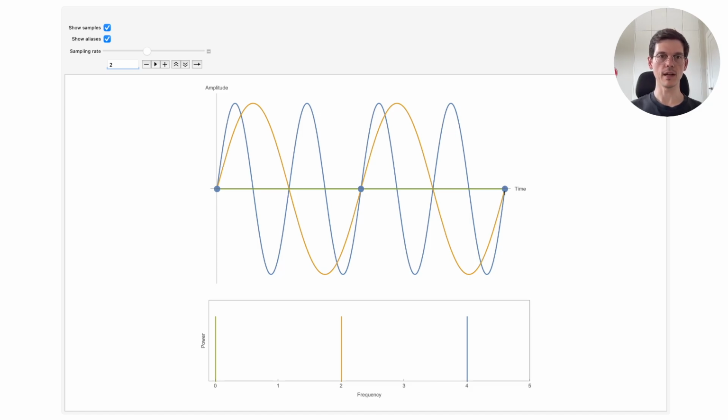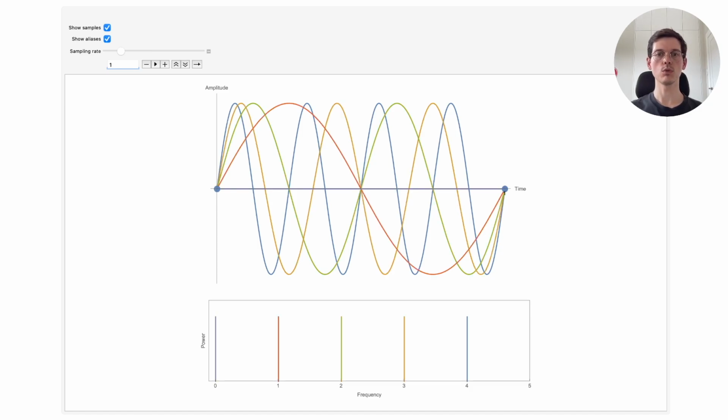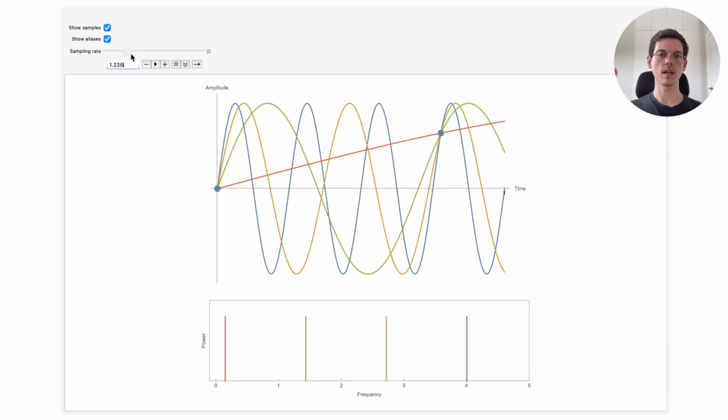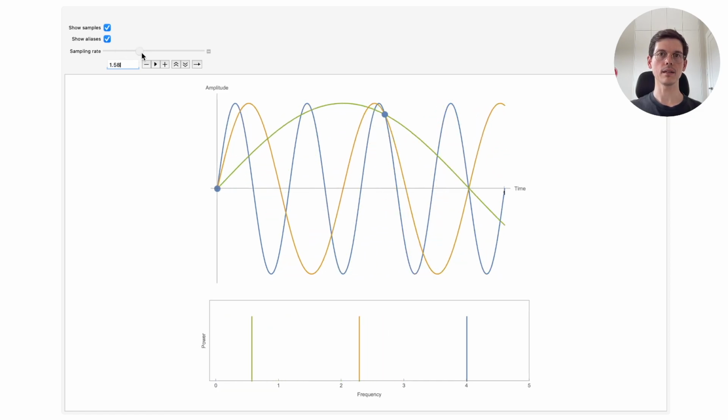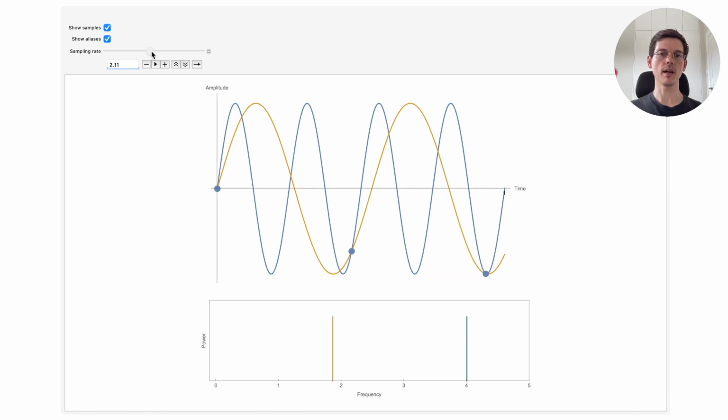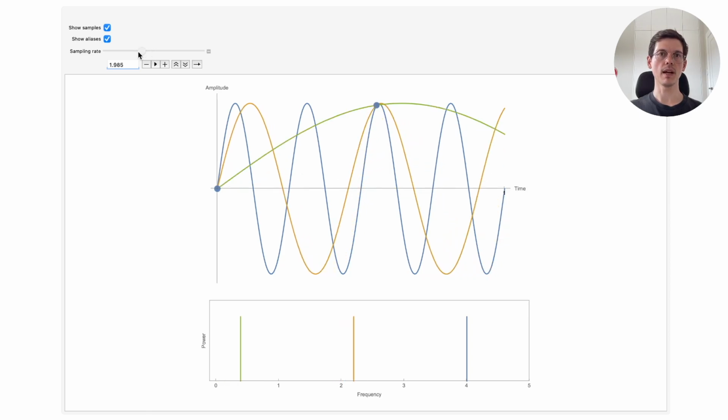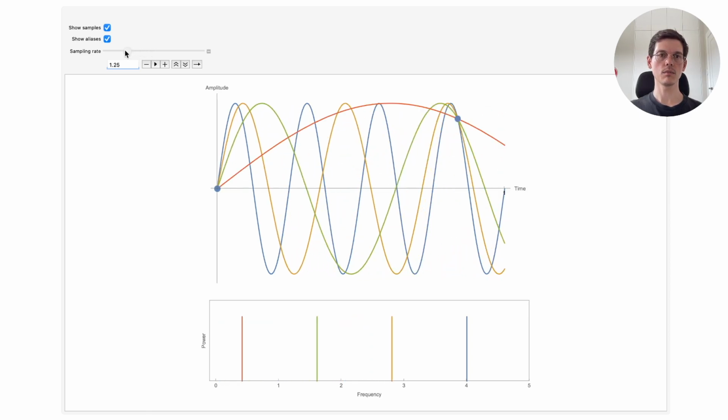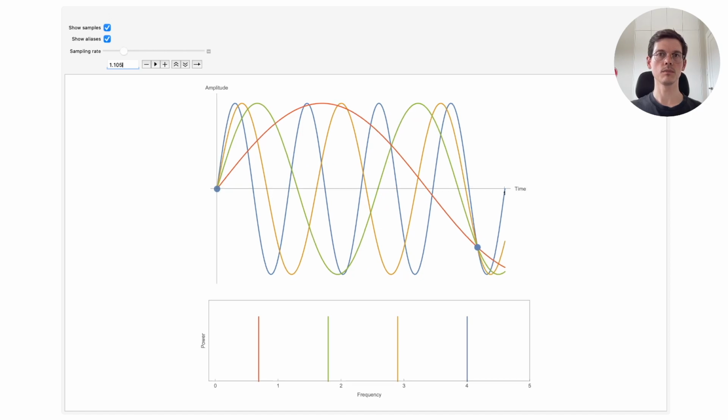If we change the sampling rate, we get different aliases. For example, a sampling rate of 1 Hz would result in aliases at 3, 2, 1, and 0 Hz. As I drag this slider, you can see that higher sampling rates result in fewer aliases whose frequencies are further apart, and lower sampling rates result in more aliases whose frequencies are closer together. All of this applies to the CA signal too. The main difference is that it occupies a band of frequencies rather than a single frequency.